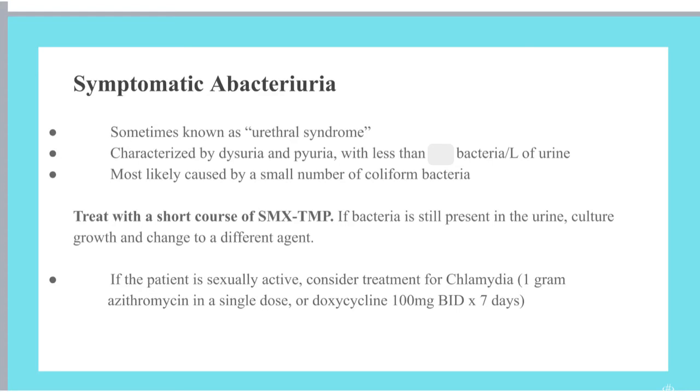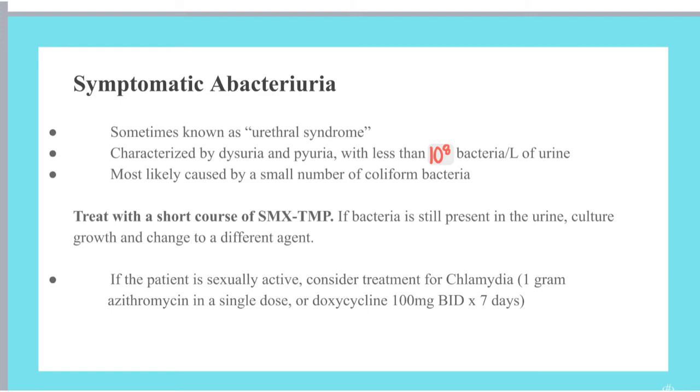It's characterized by the symptoms of UTI, dysuria, and maybe pus in the urine or pyuria. But it doesn't show in lab results the normal level of bacteria in the urine. It's mostly caused by a small number of coliform bacteria. So what we do to treat this is we just give them a short course of therapy, usually with Bactrim, SMX, TMP.